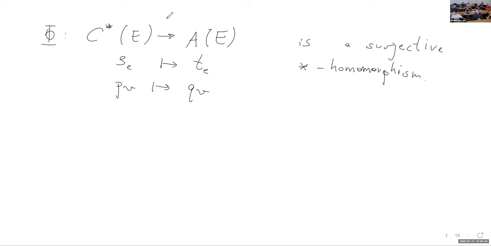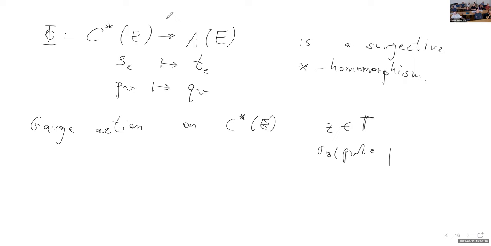So we know this is a surjective star homomorphism, and then there are some theorems about graph C-star algebras that imply that the map is also injective. One of them is the gauge invariant uniqueness theorem, and I think this is the easiest approach, to have the gauge action. On C star of E, for every z in the circle, sigma z sends a projection to a projection, and sends a partial isometry to z times the partial isometry. But it's also easy to prove that you have a gauge action on this new algebra as well.